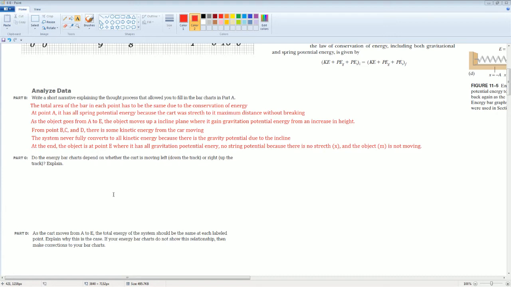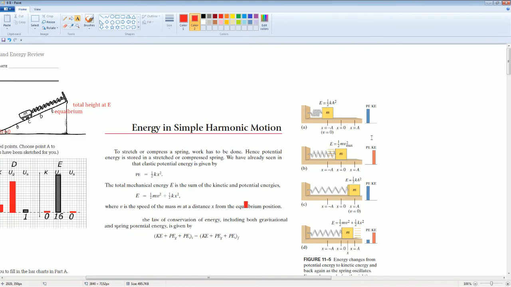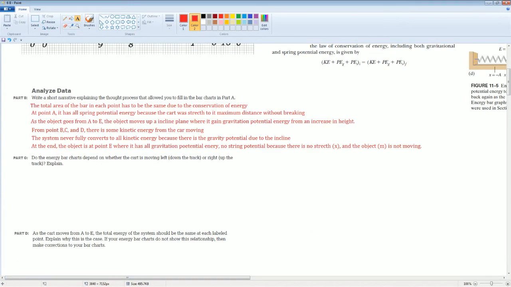Does the energy bar chart depend on the cart moving left or right or up the track? So does this here depend on anything? Well, look at A and C. Notice that it's all potentials, right? But it doesn't really say if it's moving left or right.